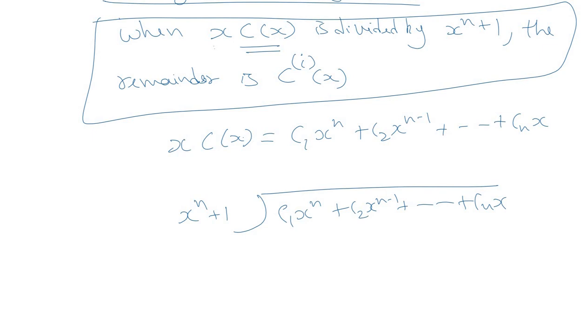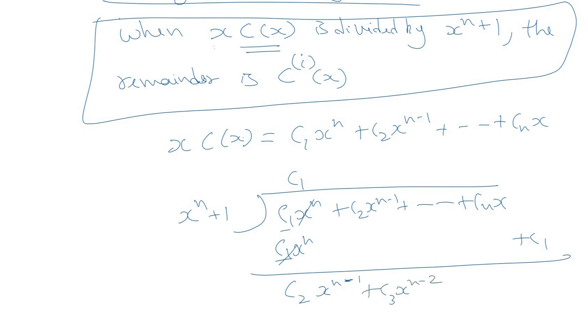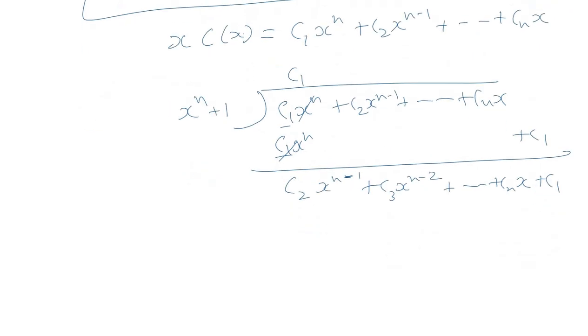When we divide this, the first term will be C1 into x raised to power n plus C1. If we simplify it, obviously in all these concepts we are going to use modulo 2 addition. So the same entity getting added or subtracted will result in 0. So this will get cancelled out, and we are left with c2 x raised to the power n minus 1 plus c3 x raised to the power n minus 2 plus cn x plus c1. Okay, so this is the remainder.